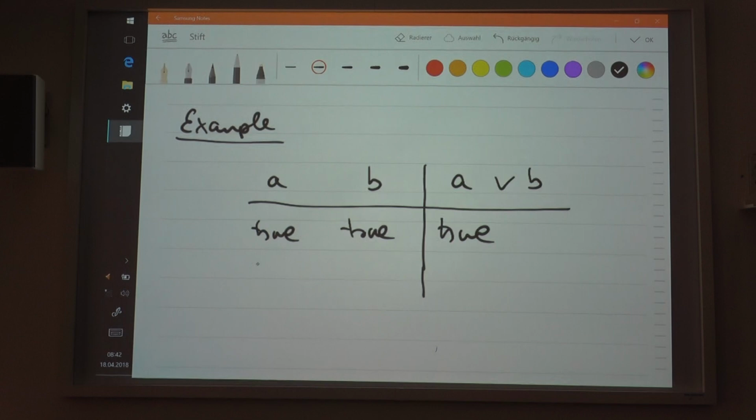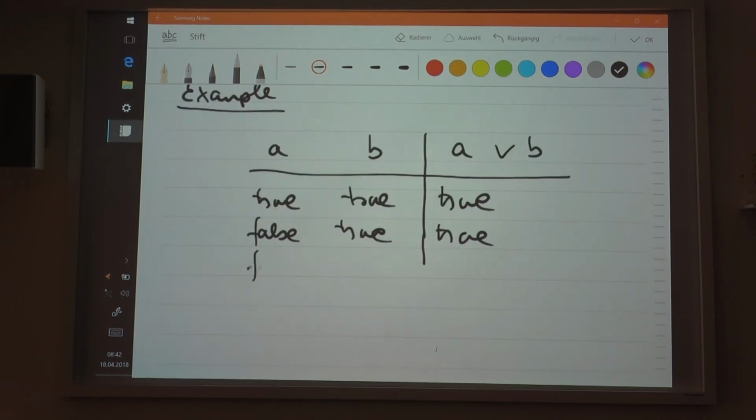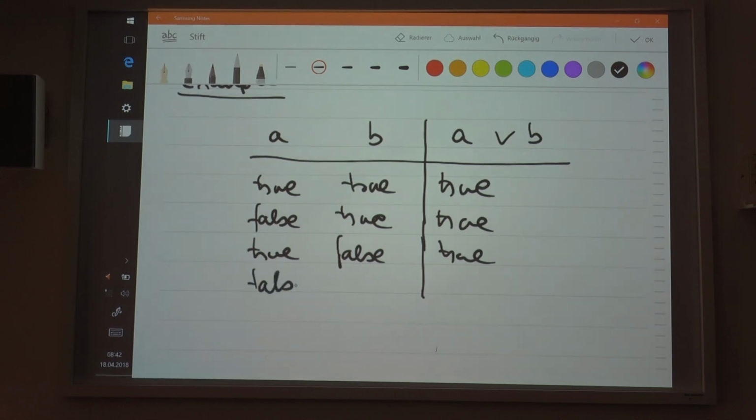And suppose that statement A is false, statement B is true. What about the disjunction in that case? True. Okay. And let's do it the other way around. Suppose that statement A is true, statement B is false. What about the disjunction? Yeah, it's also true. And suppose that both statements are false. Then the disjunction is false, right? So this is the truth table of the statement.